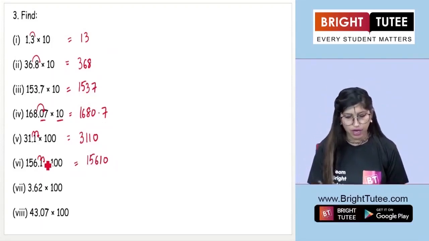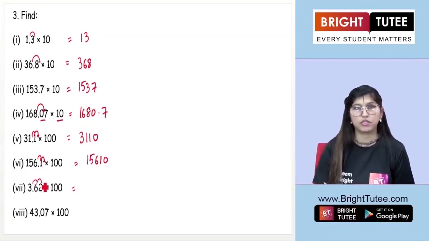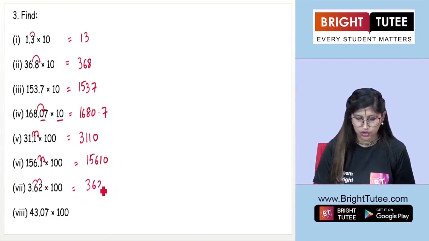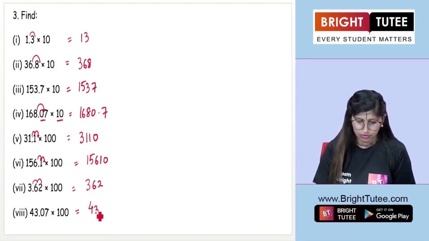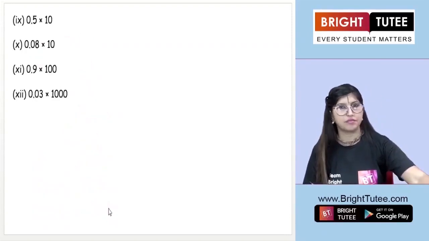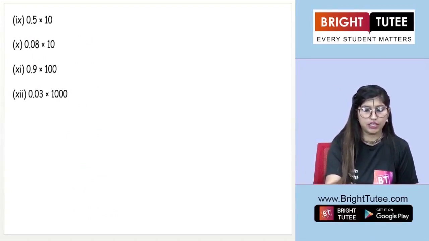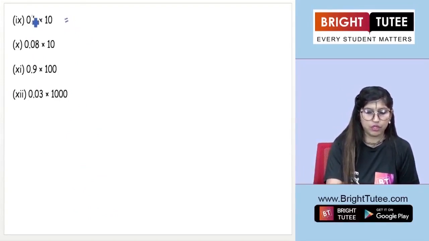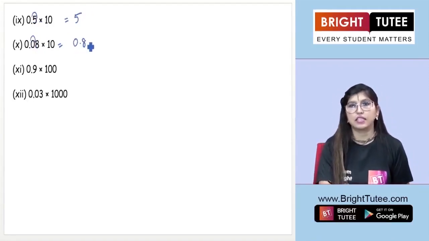Moving on to the seventh part, we need to multiply it by 100. So we're moving two places to the right. So what do we get? 362. How about the eighth part? That's correct. That will be 4307. The ninth part says we need to multiply it by 10. So we'll be shifting it one place to the right. We'll be getting only 5. Again, shifting it one place to the right, we'll be getting 0.8 as the final answer.